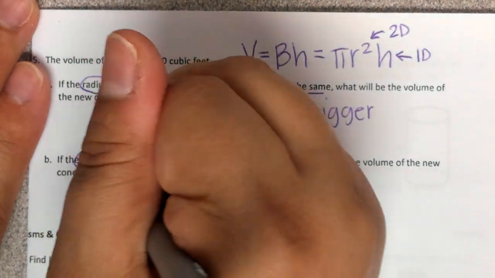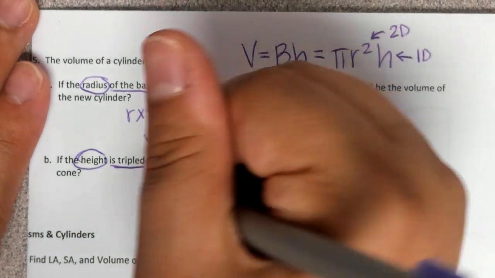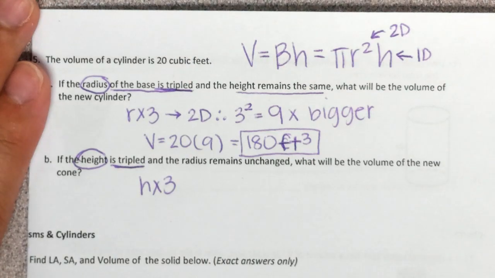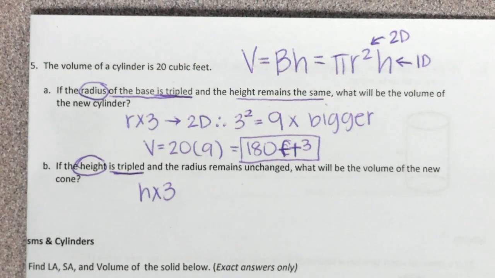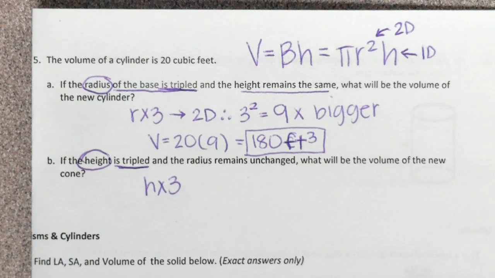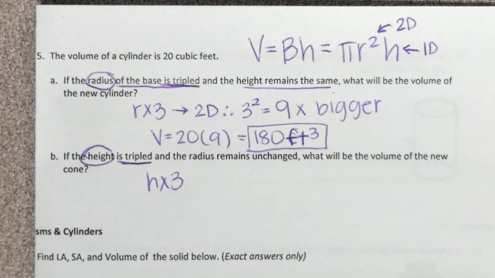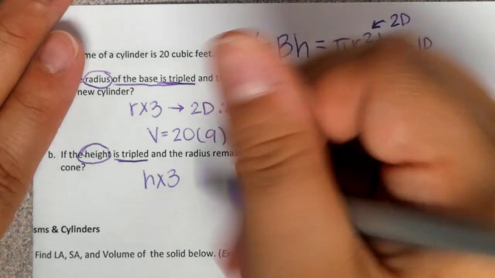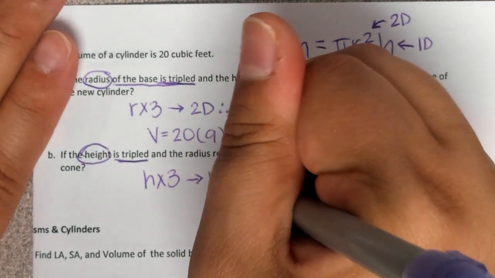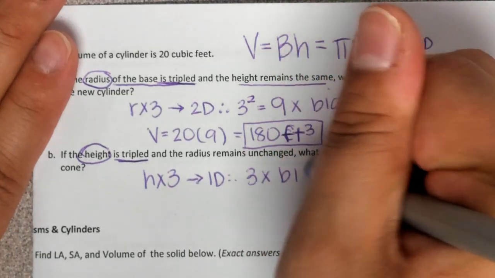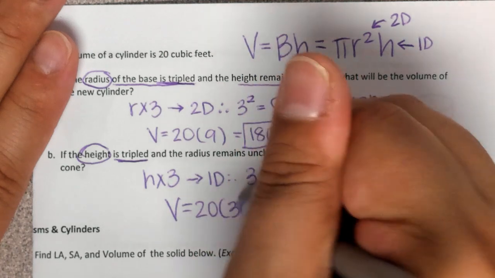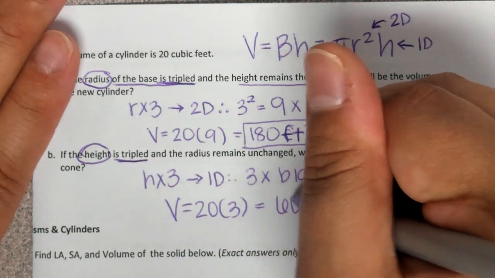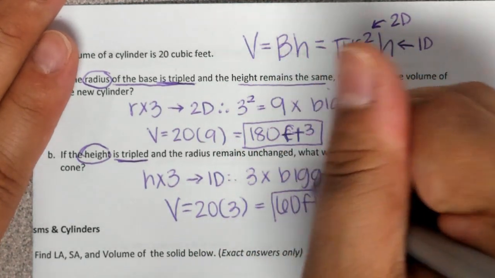What if my height is tripled? If the height is times 3, then what do I know? It is 1 dimension. And so if that is 1 dimension, do I need to square it? Nope. I just need to do what? It's 1 dimension, therefore it's going to be 3 times bigger. It's just that much bigger. So my volume is 20 times 3, which is 60 feet cubed.